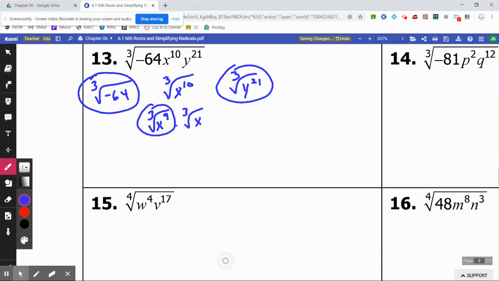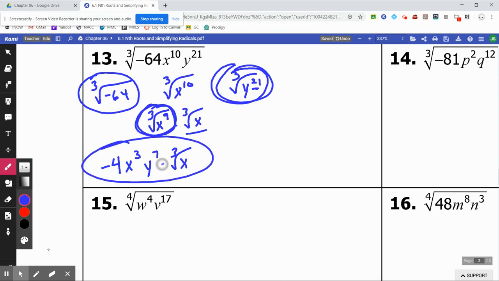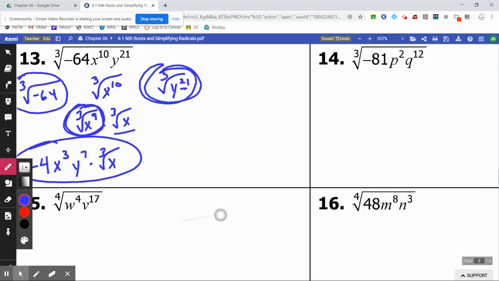The cube root of negative 64 is negative 4. The cube root of x to the 9th is x to the 3rd. The cube root of y to the 21st would be y to the 7th. And you can check that: y to the 7th times y to the 7th times y to the 7th would give you that 21. There's 3 of them. And then the cube root that stays would be just the x. And again, you can put a dot there if you'd like to keep those separated.